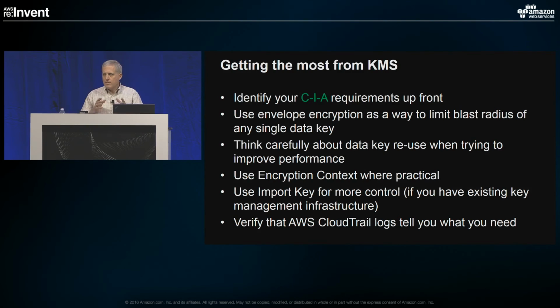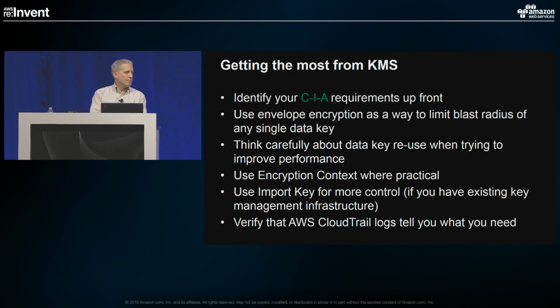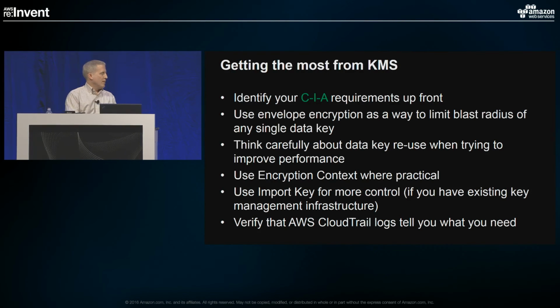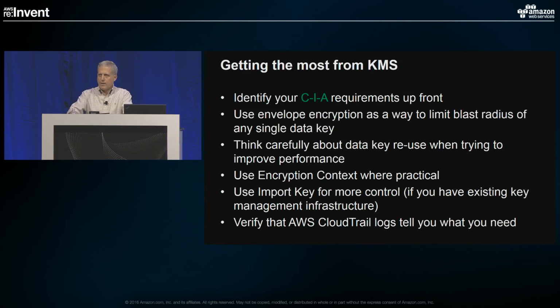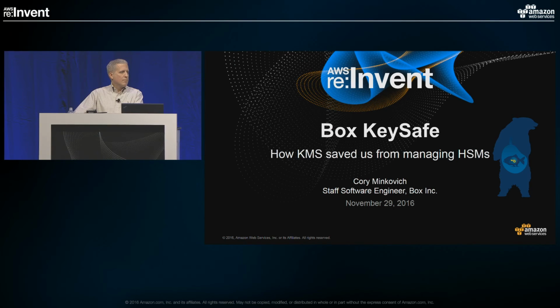Encryption context. Can't reinforce this enough. This is super important to make sure you have a complete audit story as well as the best opportunity to scope down access control policies on the keys. If you need to be able to generate your own keys and store a copy, consider Import Key. And finally, as you build your applications, take a look at what's coming out the back end in CloudTrail. Verify that all the log events in there are actually telling you a story that will convince your auditors and your customers that it's what you need to do.